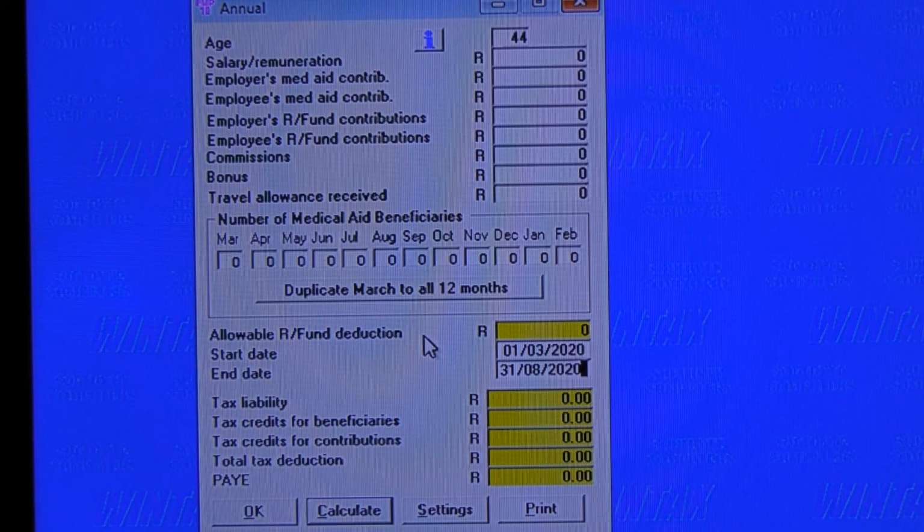what would the pay-as-you-earn amount look like on an IRP5 for someone who worked for part of a year? Looking at the annual calculator here, we have a taxpayer who earned 30,000 Rand a month and worked from 1st of March until 31st of August. This is 184 days out of the full 365 days in the year. For annual IRP5 calculations, we have to use the number of days employed. People can leave employment halfway through a month or a week, so we cannot use months or weeks as fractions of a year.